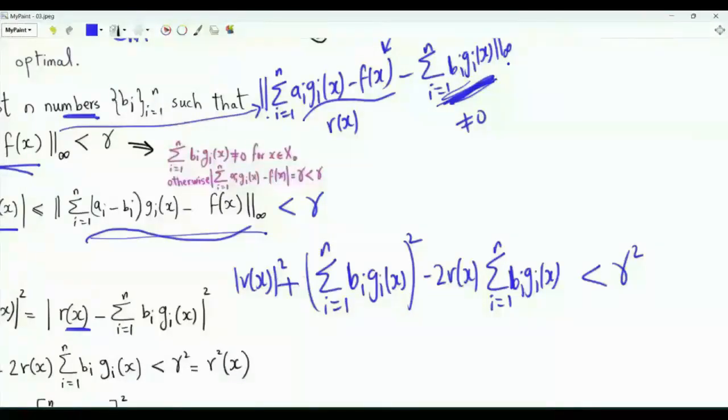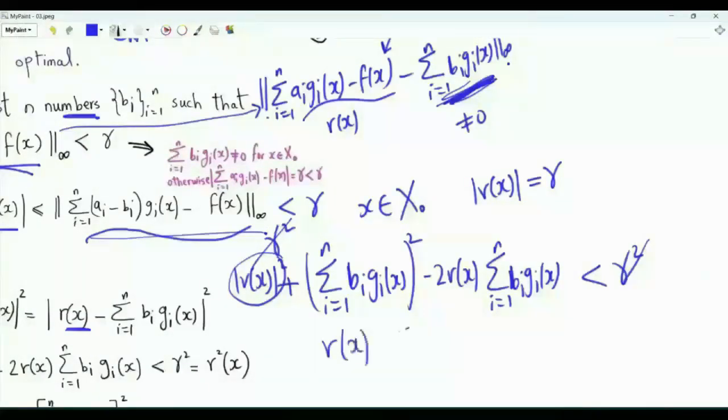Note that we are not computing this left-hand side at an arbitrary small x. Small x is in the set big X0. Elements small x in this set satisfy that the magnitude of r of x is equal to gamma. This quantity here is equal to gamma squared. We can eliminate gamma squared on both sides.